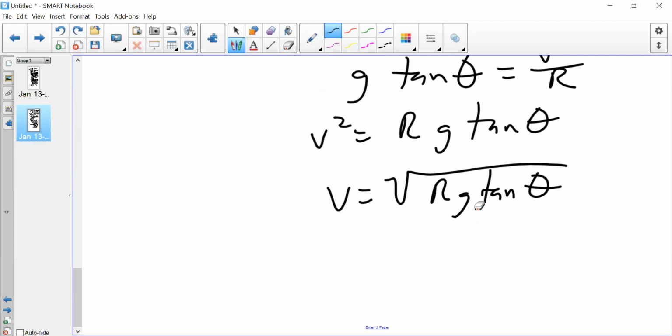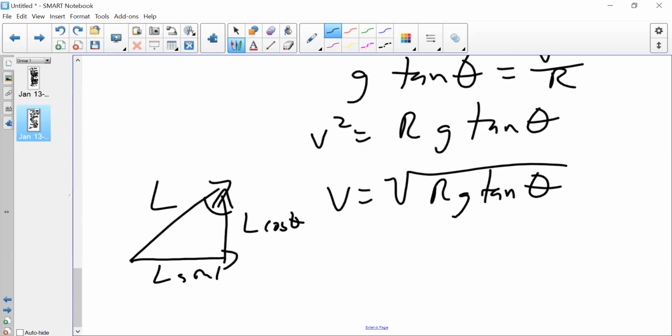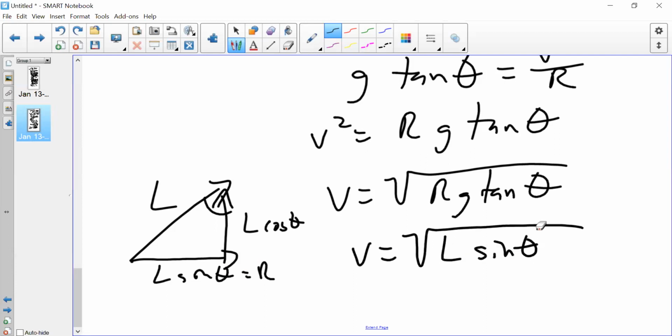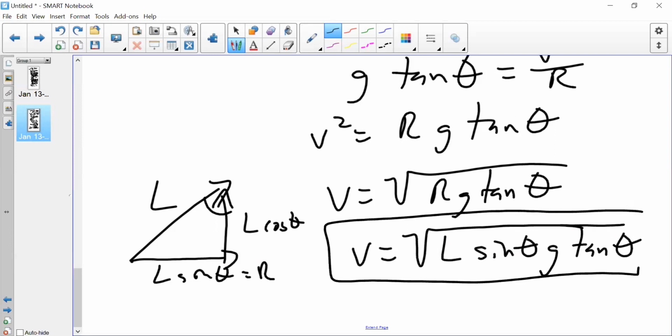But as we see, you can leave it like this or do r in terms of L, right? So if we did it, same thing, we have string of length L, and this would be L cosine theta. This is L sine theta. Then, yeah, L sine theta is r, the radius. So we can just say the square root of L sine theta g tangent theta, and that's the final answer. Right. Questions there?